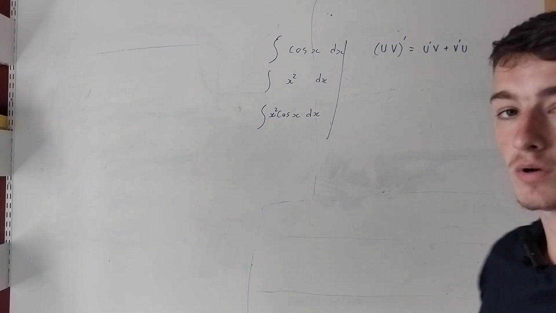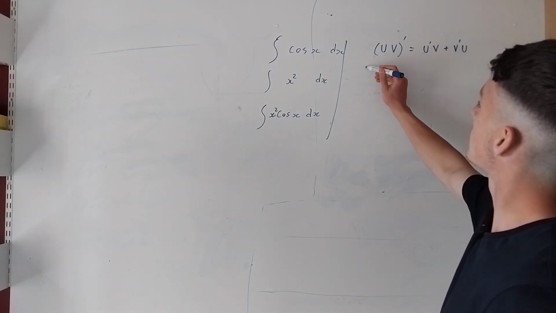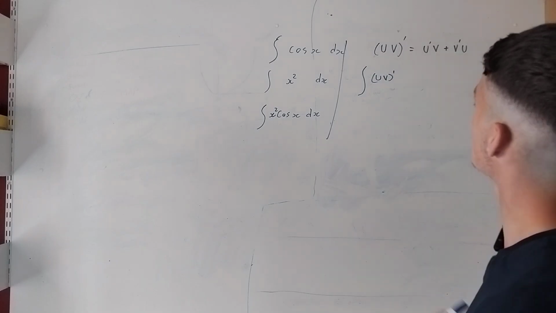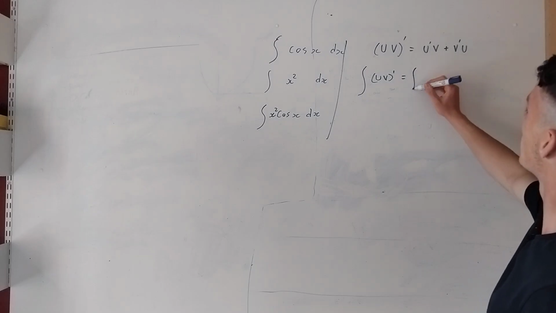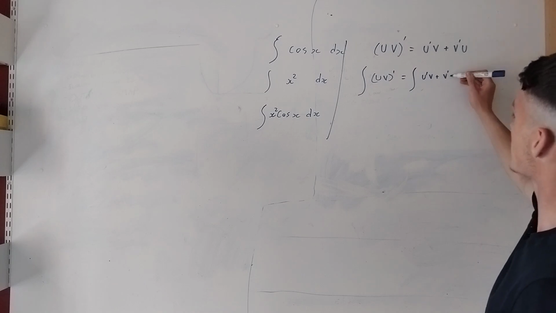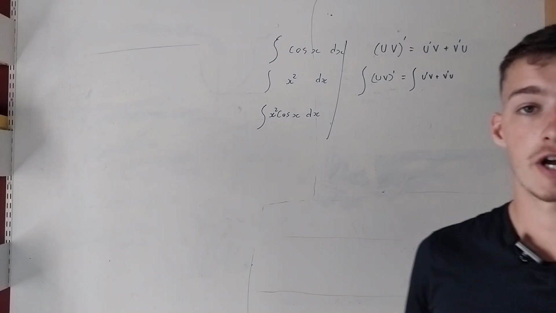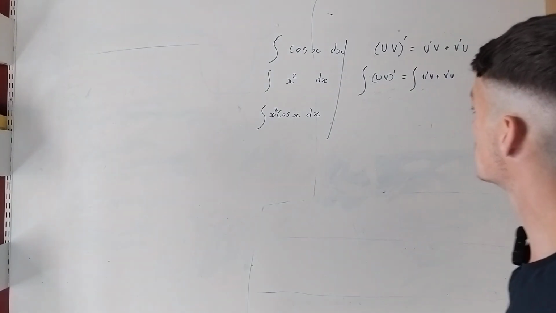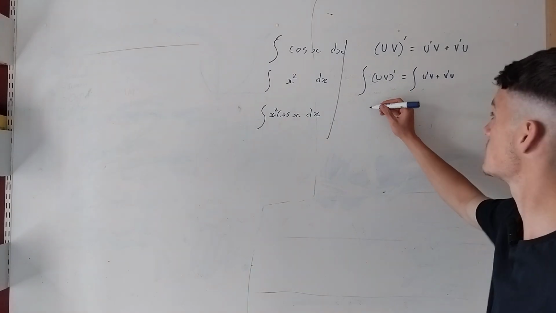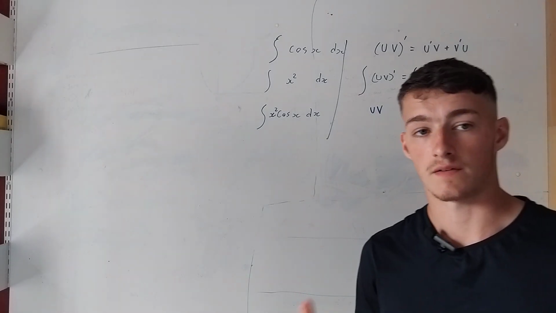So what we're going to do is integrate both sides of this equation. So we're going to get the integral of uv differentiated, and this is going to equal the integral of u dash v plus v dash u. Okay, remember what we said about differentiation and integration being opposites. So the left-hand side is just going to be uv, because I've differentiated uv and then I've integrated it.